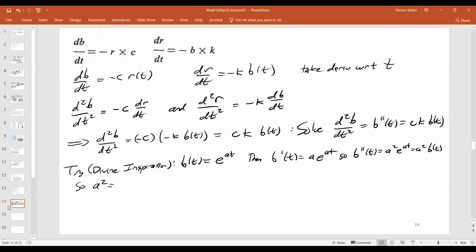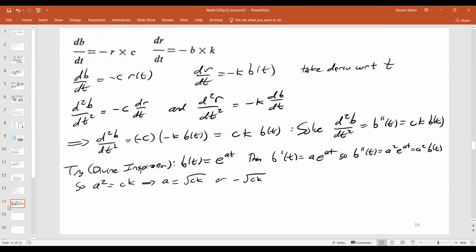Okay, well, if a squared equals CK, then a is plus or minus, right? Or negative square root of CK. Because if I take two derivatives, I get a negative sign twice. This is the problem with divine inspiration. It's very easy to forget a solution.